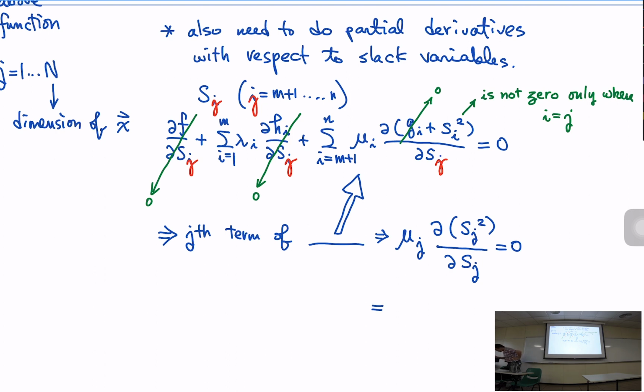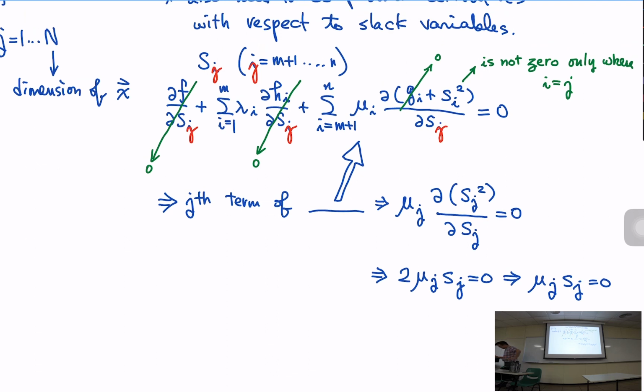Okay, and if you reorganize this, at the end it's going to be like this. Basically, it's telling you mu_j s_j equals 0, where j goes from n plus 1 to m. Okay? So, another important equation.